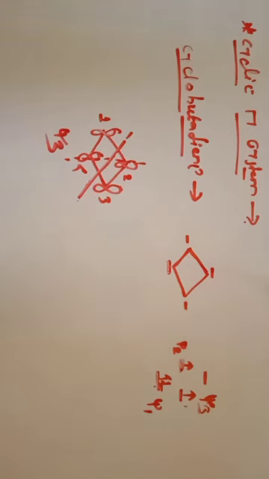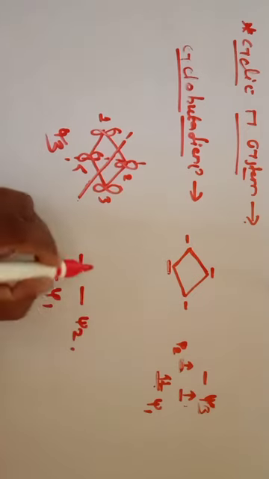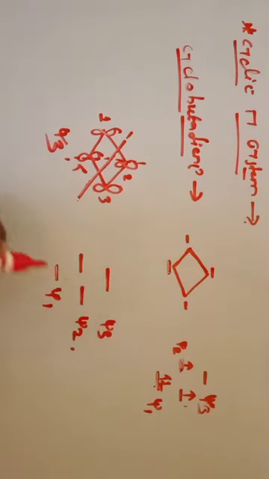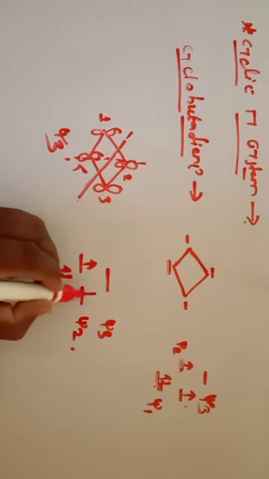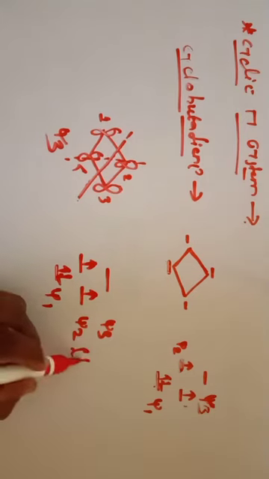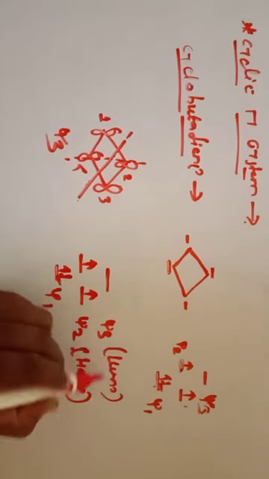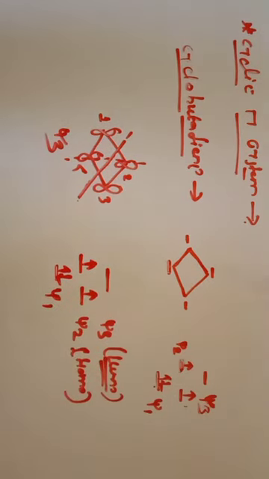So if you consider the actual energy, this is your psi 1, then this is your psi 2, and this is your psi 3. There are a total of 4 electrons. So 2 electrons are in the bonding interaction, and the others are in non-bonding interactions. So this psi 2 acts as your HOMO, and this psi 3 acts as your LUMO. Okay, so this is all about cyclobutadiene.